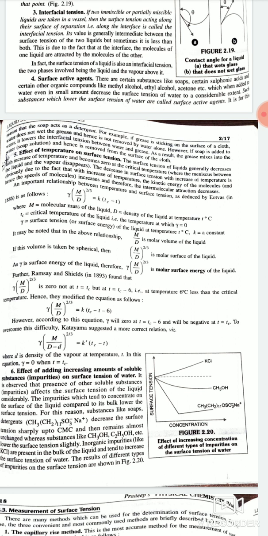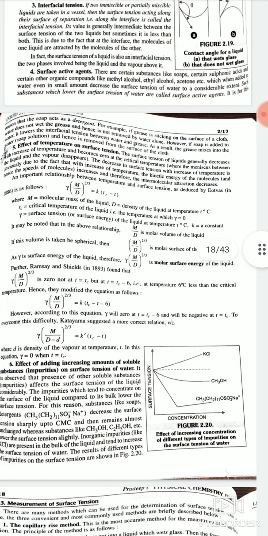If this volume is taken as spherical, then (M/d)^(2/3) is the molar surface of the liquid, and γ is the surface energy of the liquid. Therefore, γ(M/d)^(2/3) is the molar surface energy of the liquid. Further, Ramsay and Shields in 1893 found that γ(M/d)^(2/3) is 0, not at T equal to Tc but at T equal to Tc − 6, that is, at a temperature 6 degrees Celsius less than the critical temperature.